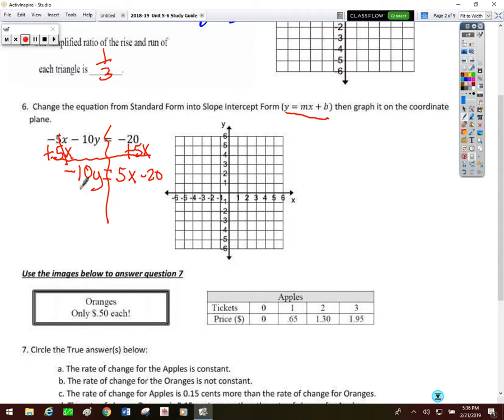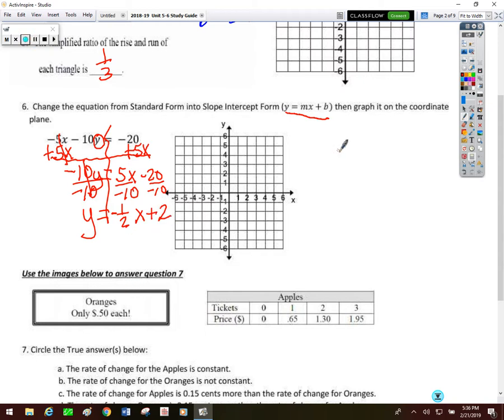So move the x, divide everything by negative 10 because that's the number in front of y. What we're trying to do, remember, is isolate that y. That goes away. Now we're going to bring down our x. 5 divided by 10, 5 over 10 will reduce to 1/2, and then positive divided by negative is a negative, right? Well, 20 divided by 10 is 2. Negative divided by negative is a positive.